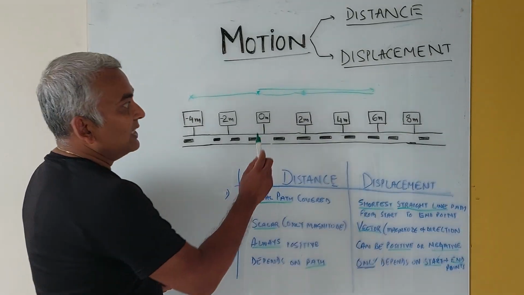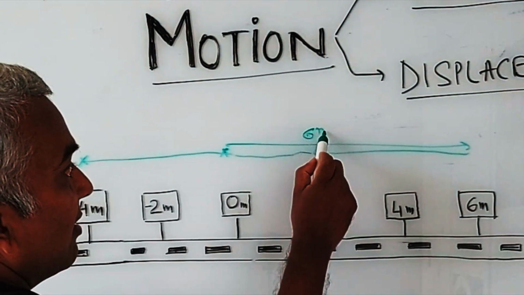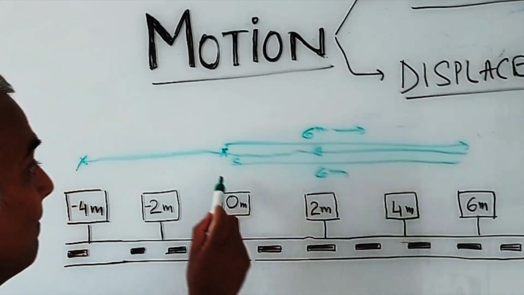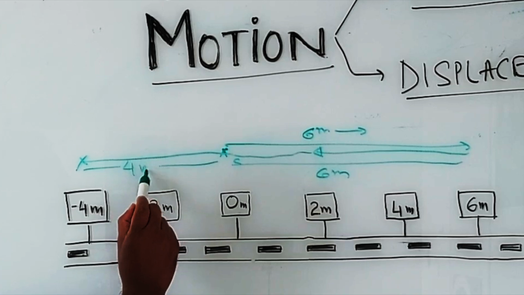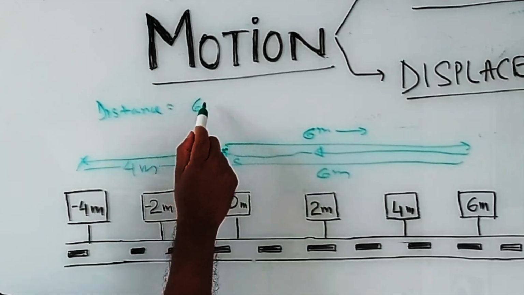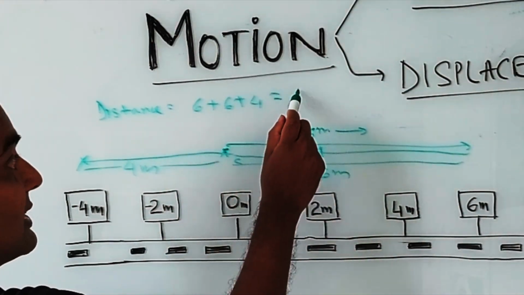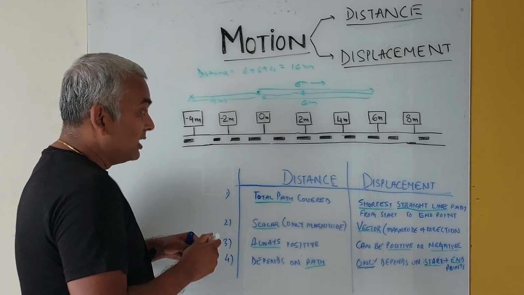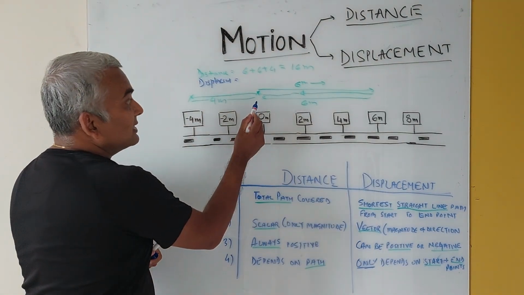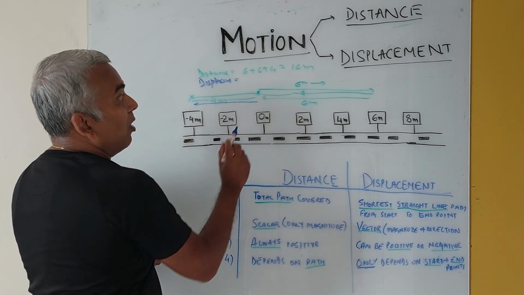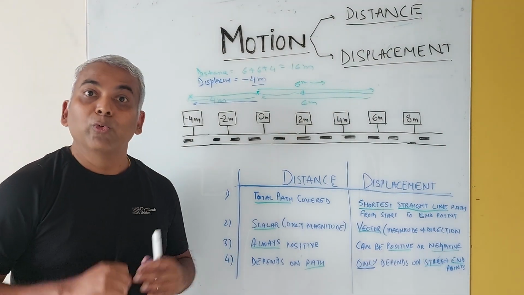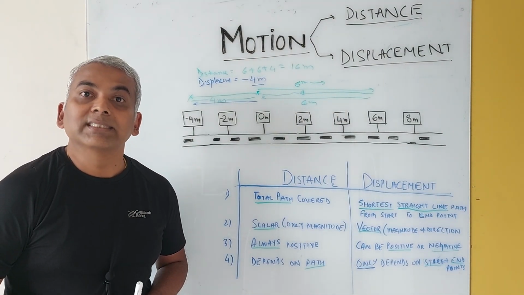In this case, the total distance is 6 meters towards the east, 6 meters towards the west, plus the 4 meters towards the west. So the total distance, which is the total path length, is 6 plus 6 plus 4, which is 16 meters. However, if you see the displacement, it is 4 meters towards the west or minus 4 meters. Hope you got a little bit more clarity on the concept of distance and displacement.